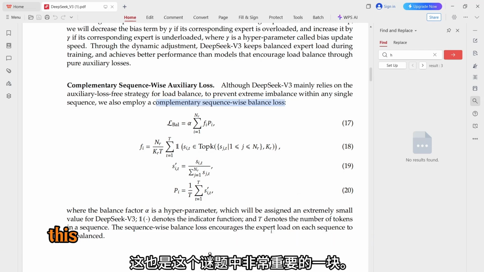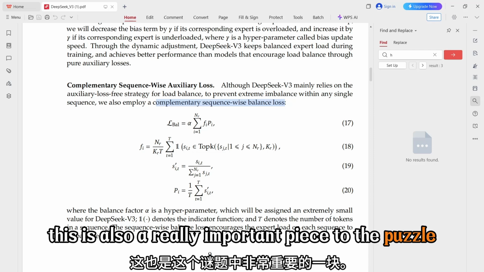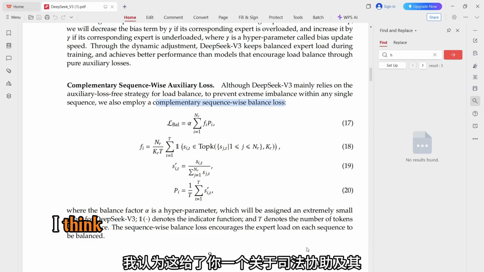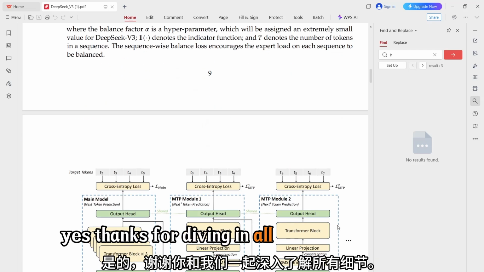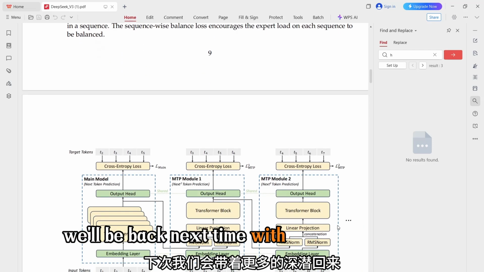Yes, we definitely should. This is also a really important piece to the puzzle. We can touch on that next. Sounds good. Well, I think that gives you a great overview of MLA and its latent space. Yes, thanks for diving into all the details with us. We'll be back next time with more deep dives.